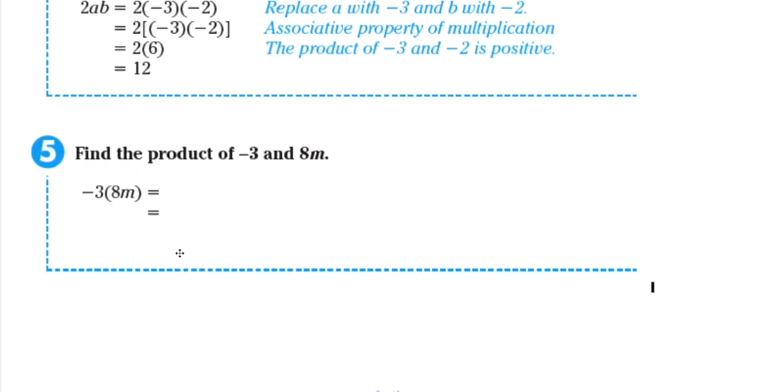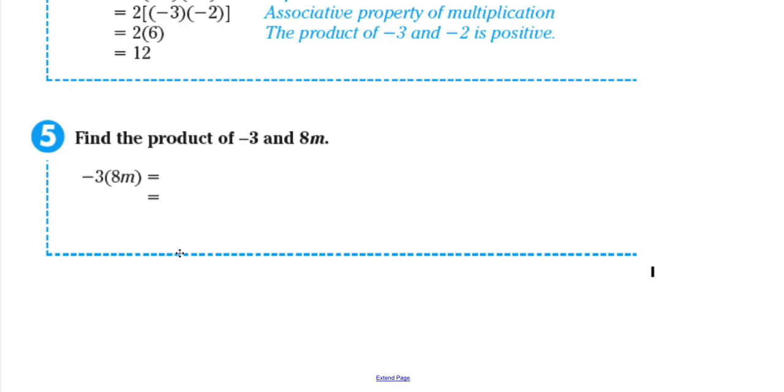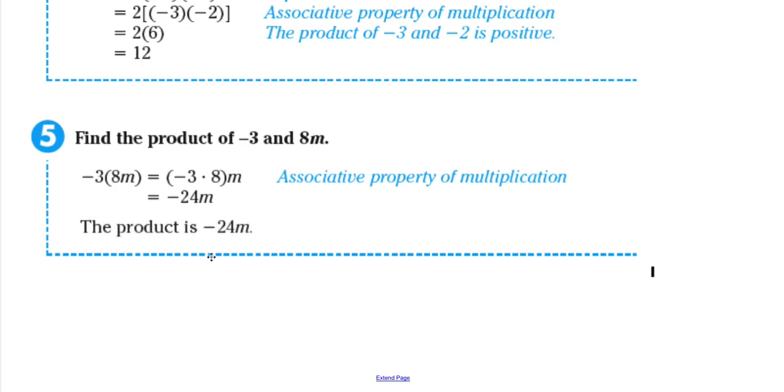Okay, find the product of -3 and 8m. So -3 times 8m. First, we group -3 and 8 using the associative property of multiplication. Then since a negative times a positive will give you a negative product, you'll have now -24m. Okay, so the product is -24m.